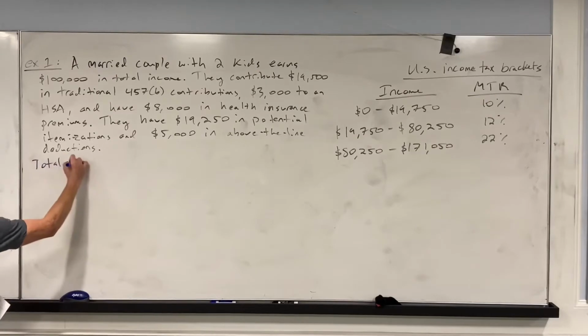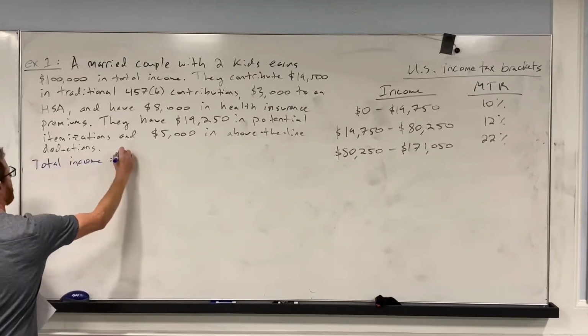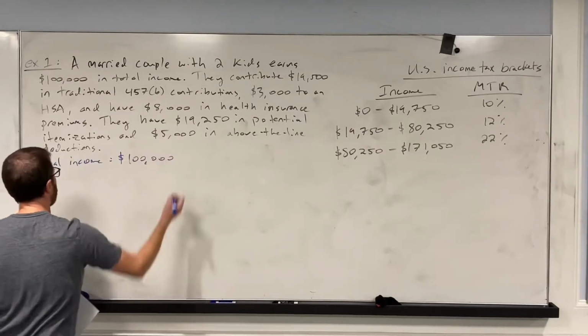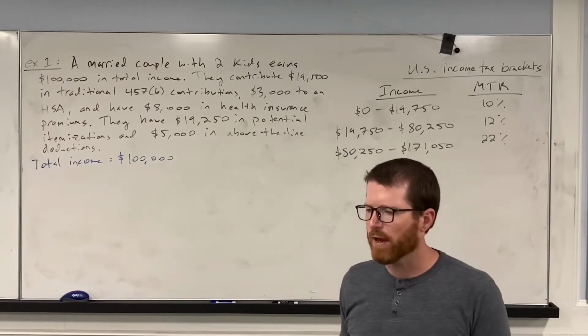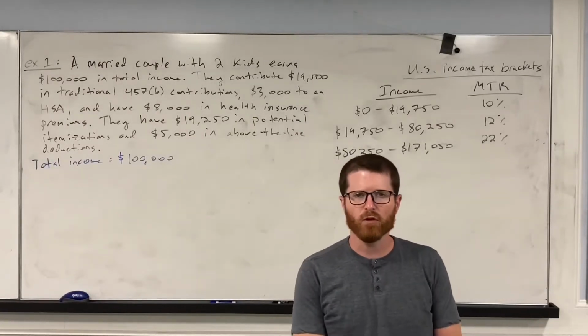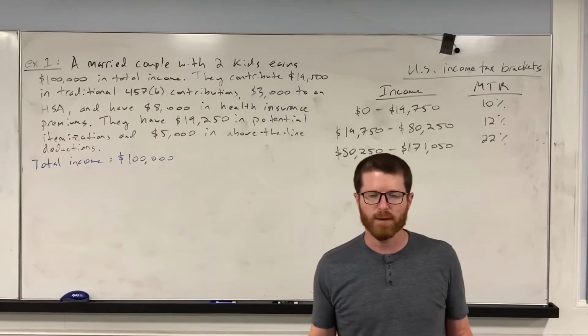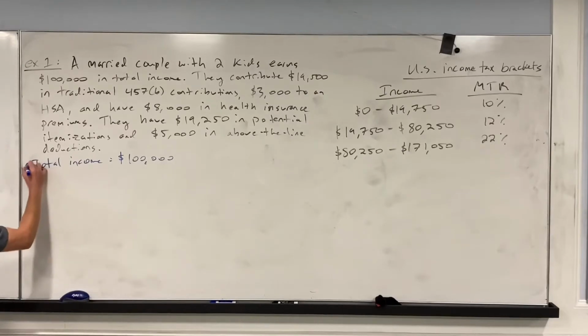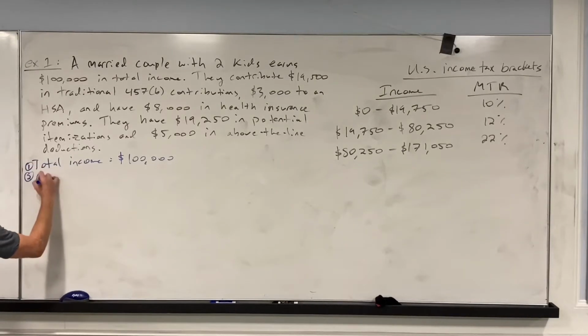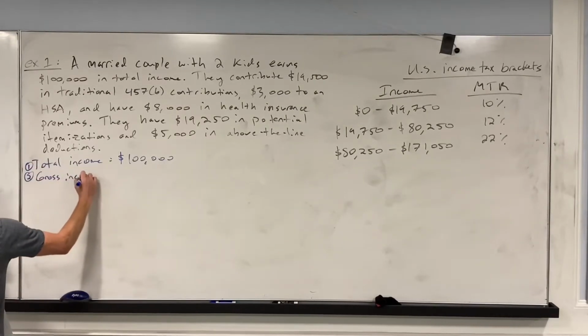We start with total income. That's given to us in the question. They have $100,000 in total income. So that's how much they earn if they didn't withdraw anything and there were no taxes, all right, at $100,000. The next thing we have to do is convert that into their gross income, okay?